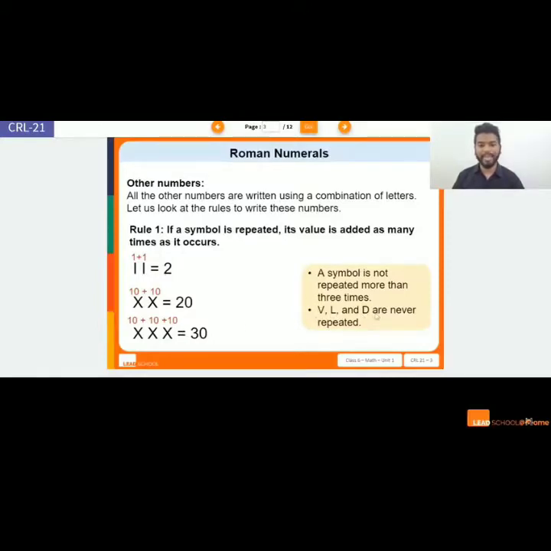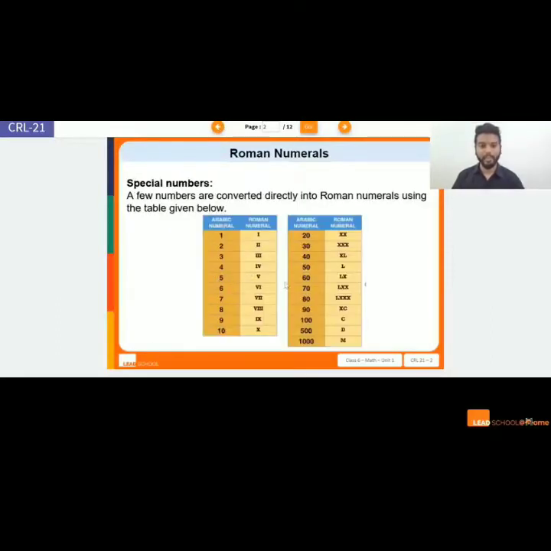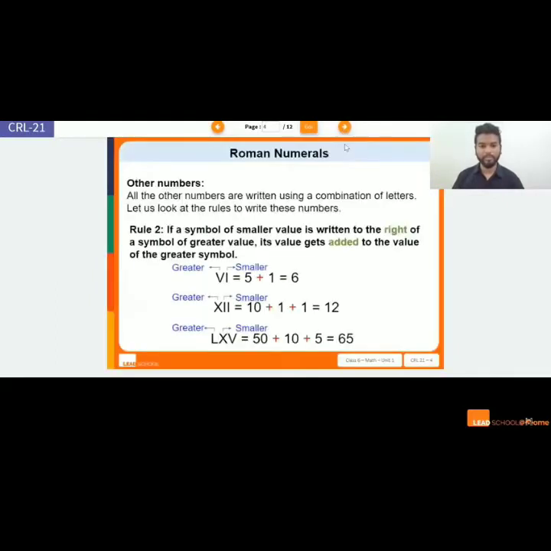V, L and D are never repeated. What is the value of V? It is 5. The value of L is 50. The value of D is 500. You see? Okay. Other numbers. All the other numbers are written using a combination of letters. Let us look at the rules to write these numbers.